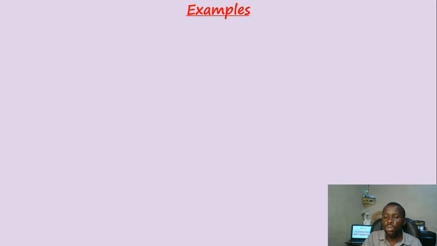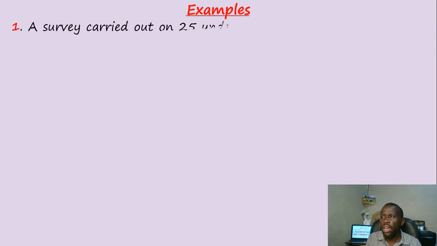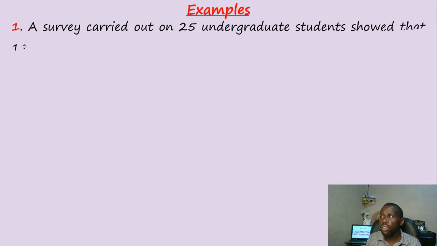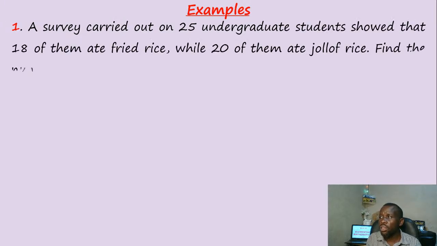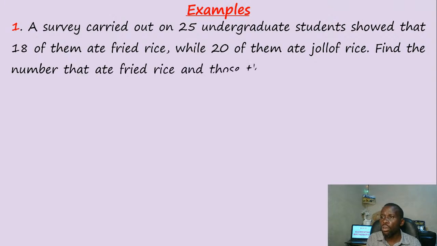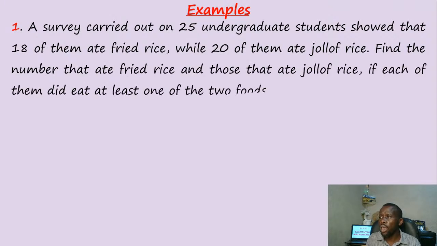So let's look at example. The first example, example 1. A survey carried out on 25 undergraduate students showed that 18 of them ate fried rice, while 20 of them ate jollof rice. Find the number that ate fried rice and those that ate jollof rice if each of them did eat at least one of the two foods.